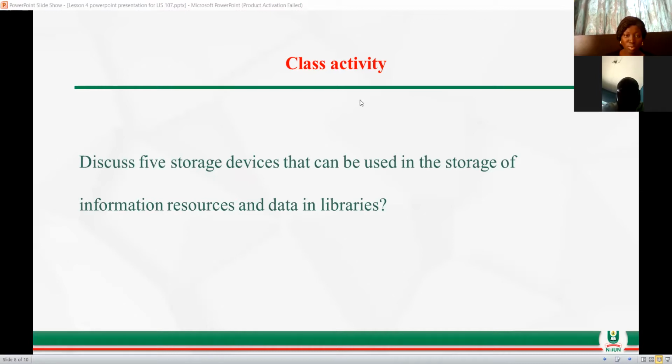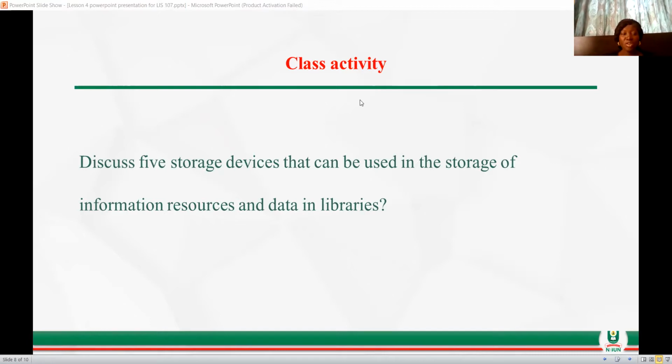The cloud. Then we have WeTransfer. Apart from cloud, we have WeTransfer. We have other ones where you can save all your files, like Dropbox. Dropbox is also part of it. We can also save files on them. Yeah, part of it, but I think they are digital. Okay, thank you very much. Let someone else speak. Let's talk about other storage devices that we can use in the storage of information resources and data in the library.